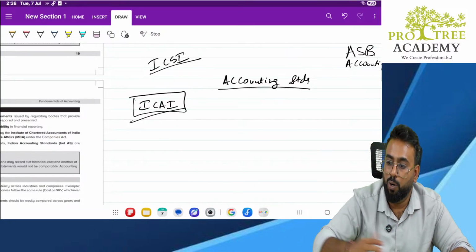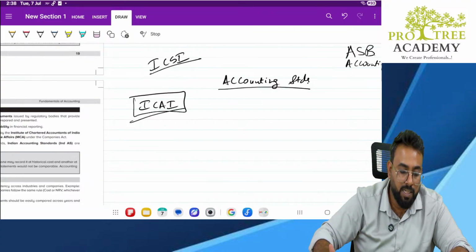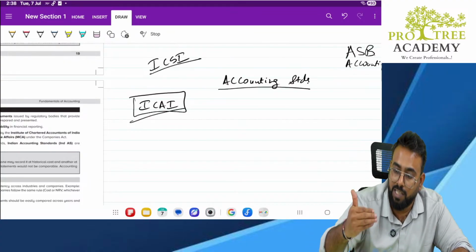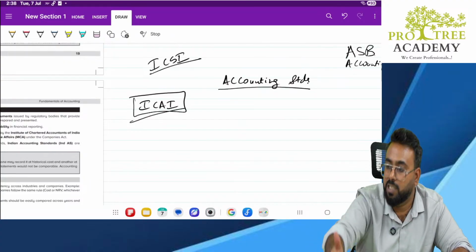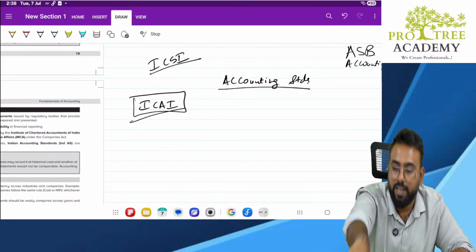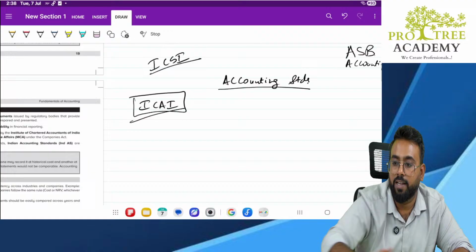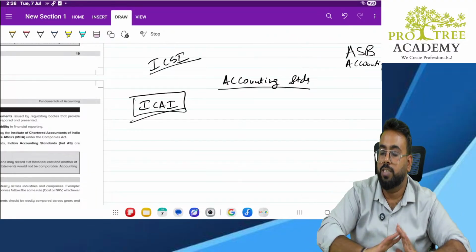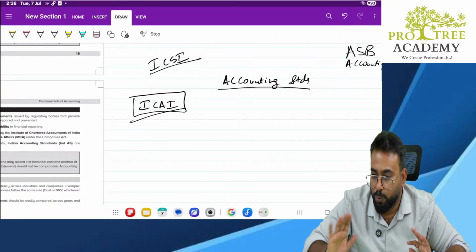Now the Accounting Standards Board will take those feedbacks, and whatever feedback it feels needs to be considered, they will consider, rectify the accounting standard and reissue it. Revise the standard and reissue it again. Now again, if the institute says, no, this is correct, now let's approve this standard.